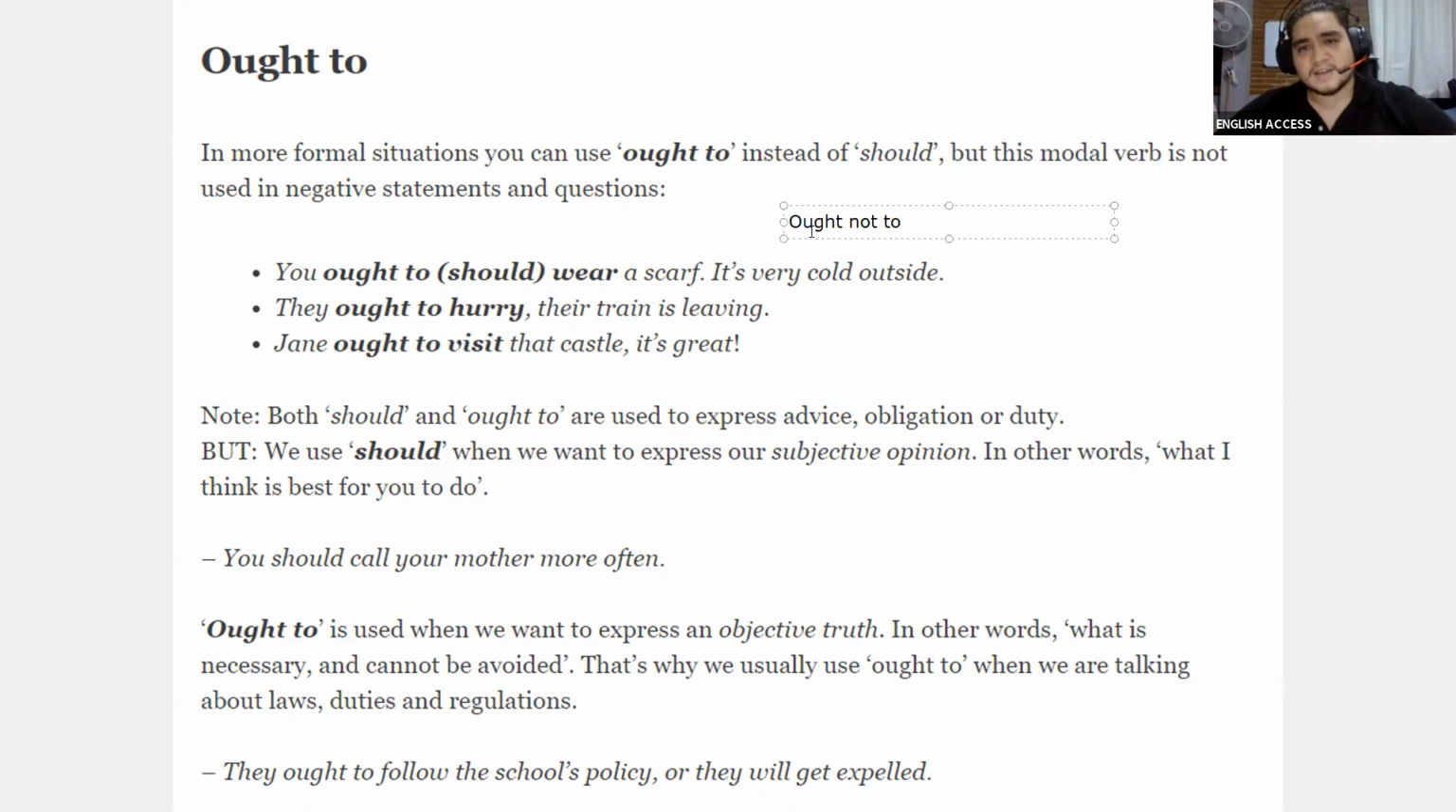Ought not to. But honestly, I have never heard anyone use it. So it's right here if you want to use it, if you find it somewhere eventually in the future, which I think is unlikely. Just so you know it: ought not to. It's really hard to pronounce for me because I have never used it. Ought not to. Ought not to.